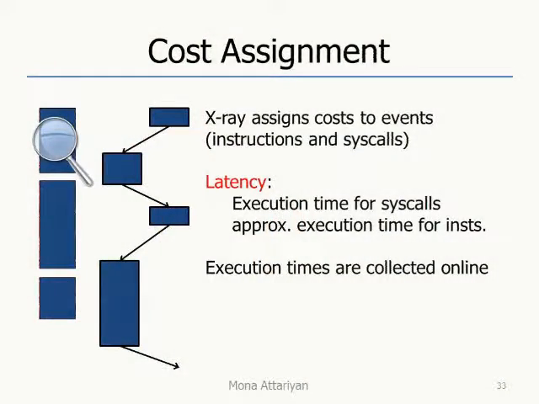So once we have that, then we do the cost assignment. As I mentioned, we assign the cost to the events, and events are instructions and system calls. Here we want to see why a certain request is slow, so we want to look at the latency. And the latency is basically, for system calls, the execution time of the system call that we collect online as part of the record. And for the instructions, we approximate the execution time of each instruction, and we assign it to that instruction.